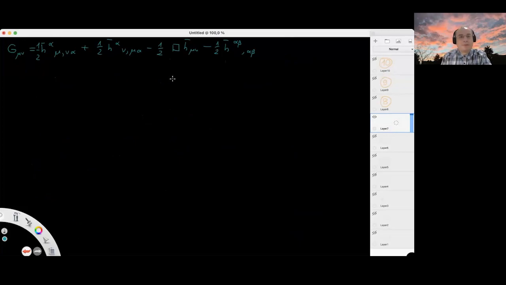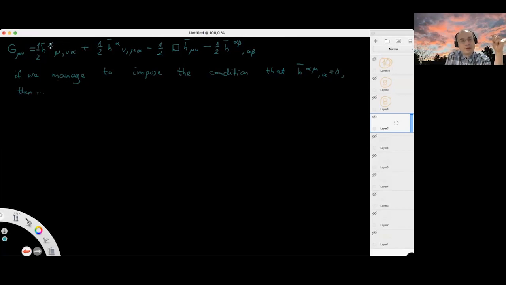Okay, that's a little better. It's still a combination of derivatives, but notice something very interesting. If we somehow manage to impose the condition that h bar_{α μ α} is equal to zero, then what happens? This guy vanishes, and we're left just with one term. And moreover, this one term has a very nice form. It's basically the wave operator acting on our h bar component by component. And this will turn the Einstein equations into a wave equation.